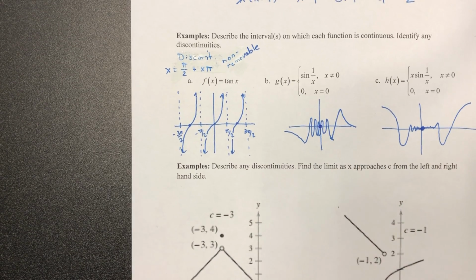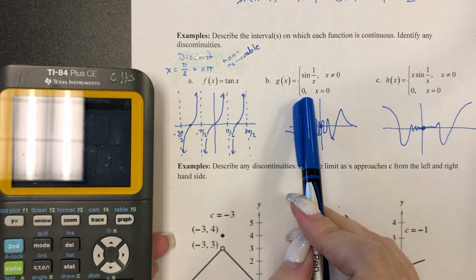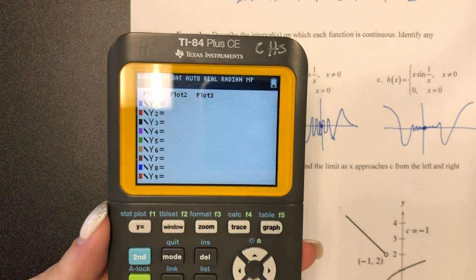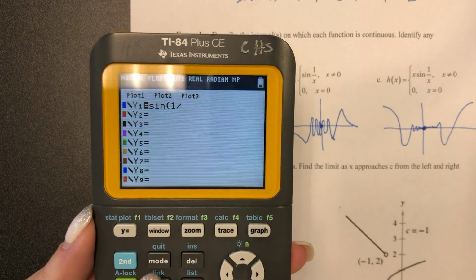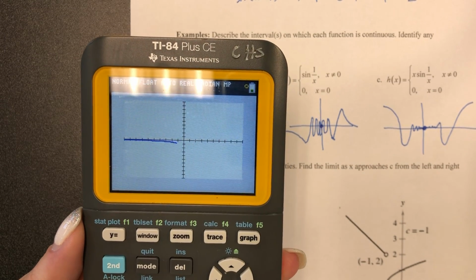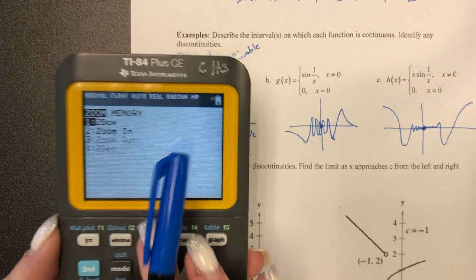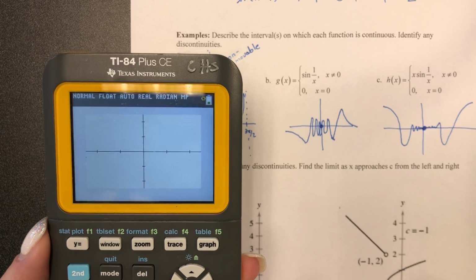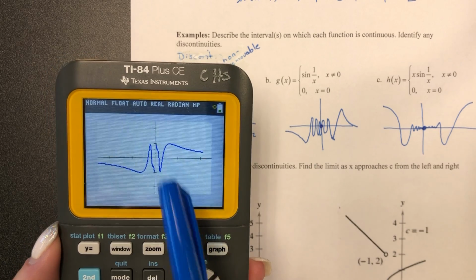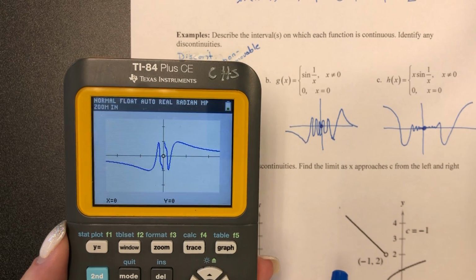Let's go take a look at the second one. The equation I'm going to put in is just this part. I have sine of 1 divided by x, and I'm going to close that parenthesis and hit graph. Now, if you're looking at mine, you're saying that's not what that looks like. I zoomed in so I could see a little better what was going on. If you zoom in even further, you'll see that there's a zigzag happening. So let's zoom in a little bit tighter.